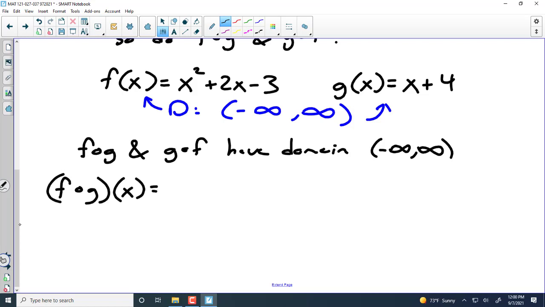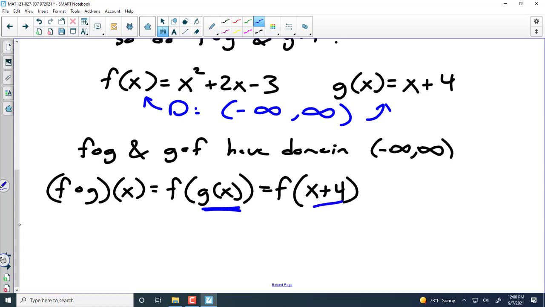You'll be given two functions, and you'll be asked to compose them this way. Maybe f composed with g or g composed with f. What you do, if you're Steve, is you first rewrite it like this, because that makes more sense to me when I see it written like that. That's much more clear to me. I can now see g of x is being put inside f. What that means is I'm going to put x plus 4, because x plus 4 is g of x, into the f function everywhere I see an x, like this.